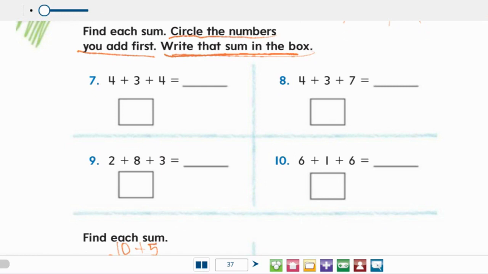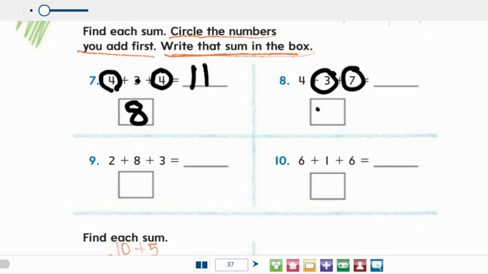So let's jump into number 7. For number 7, I've got doubles facts. My double facts are 4 and 4. 4 and 4 together is going to give me 8. 3 plus 8 is going to give me 11. For number 8, I've got 4 plus 3 plus 7. Well, I see that I can make a 10 by adding 3 and 7. All right, now I can add this together. So 4 plus 0 is 4, and then I have 0 in my tens place, plus 1 is 14.